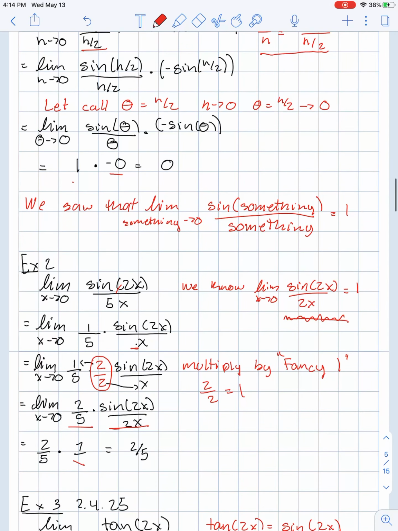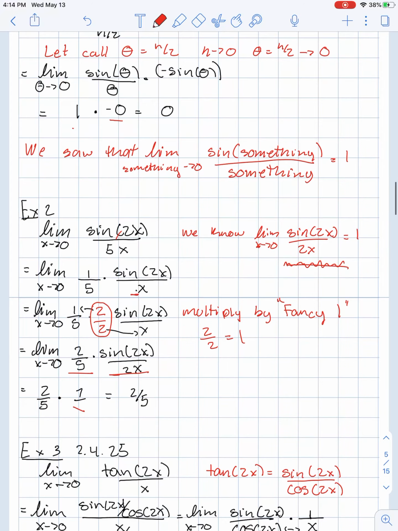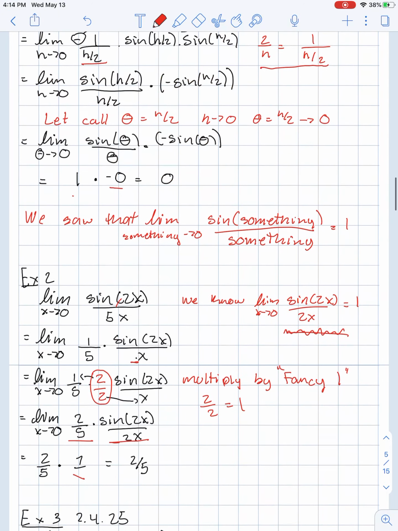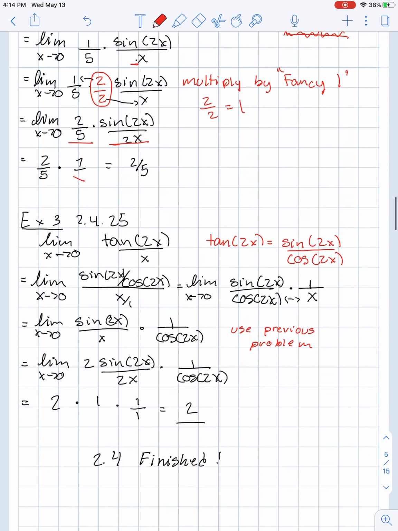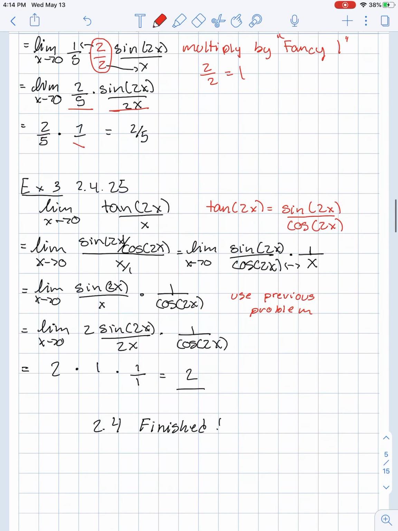So you might be able to see a pattern with this. There's another pattern you'll see on your homework as well. I've had cosine, and now I have one with tangent. This one's out of your textbook. Example 3 is 2.4.25, and you're asked to find the limit as x goes to 0 of tangent of 2x divided by x.